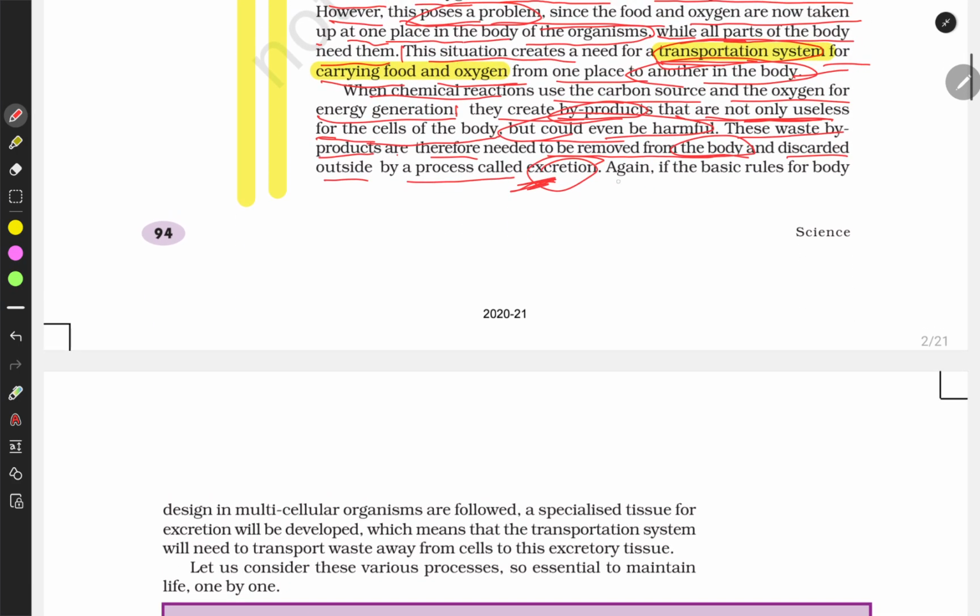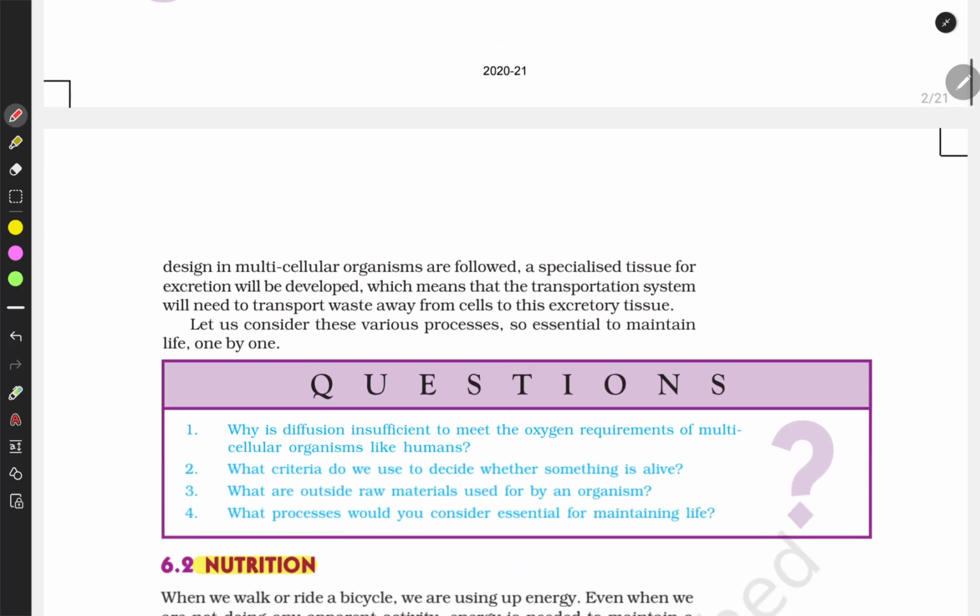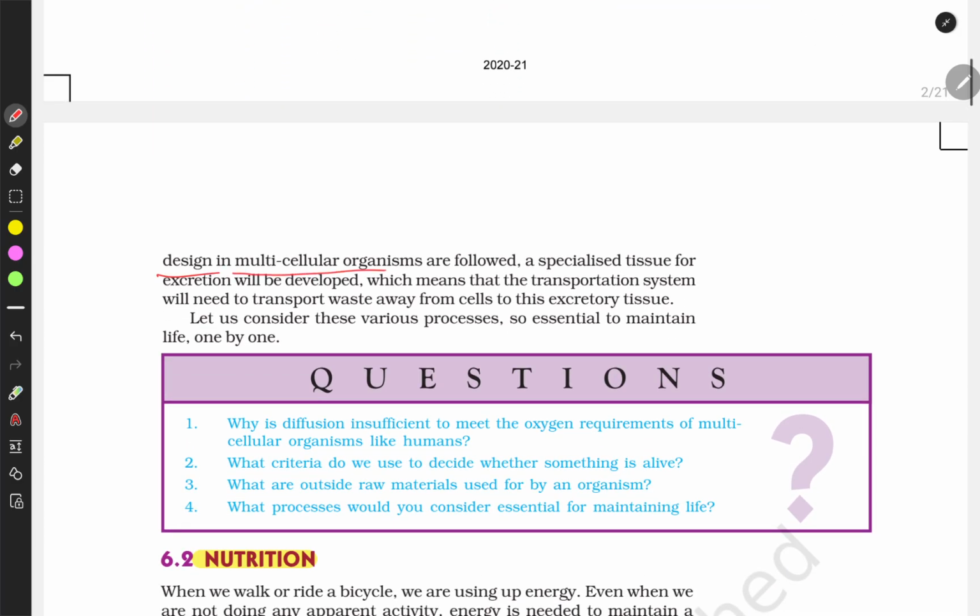Again, if the basic rules of body design in a multicellular organism are followed, specialized tissue for excretion will be developed, which means that the transportation system will need to transport waste away from the cells to the excretory system.